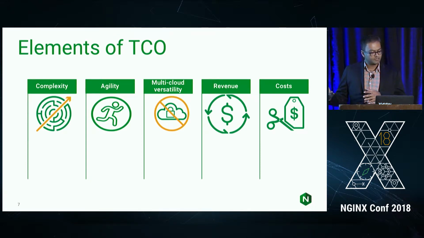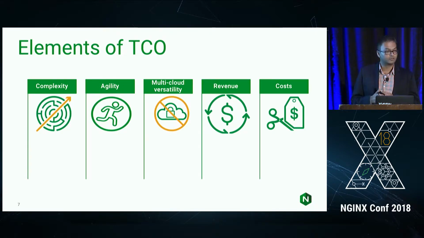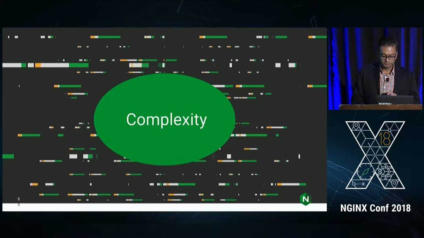Reducing complexity, enabling you to be more agile, multi-cloud versatility, and that helps you with reducing costs, achieving consistent results and performance, increasing revenue with APIs, and finally reducing costs. So let's go through each one of these, right?